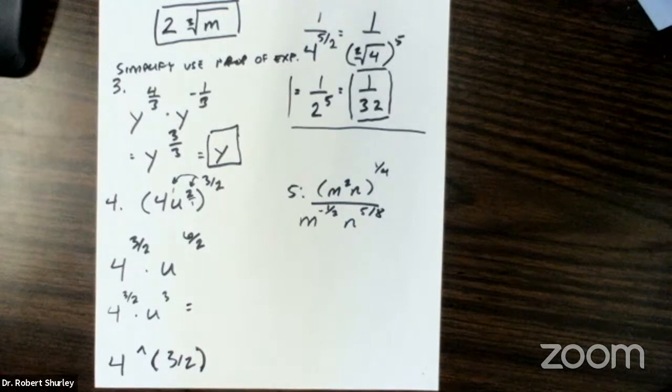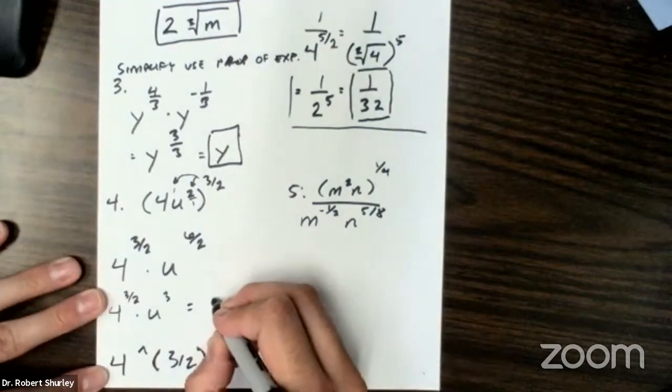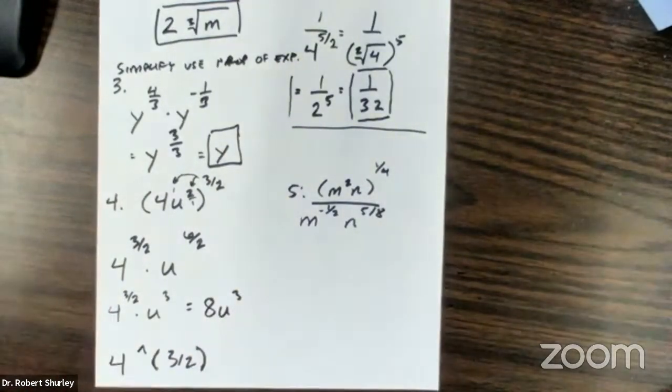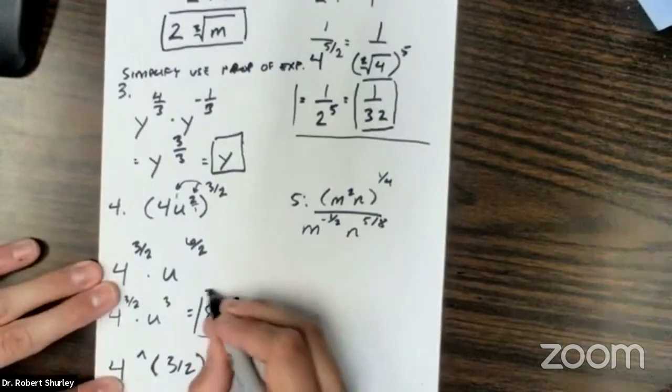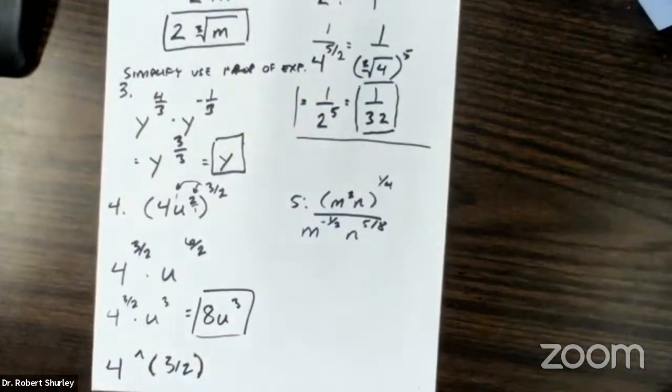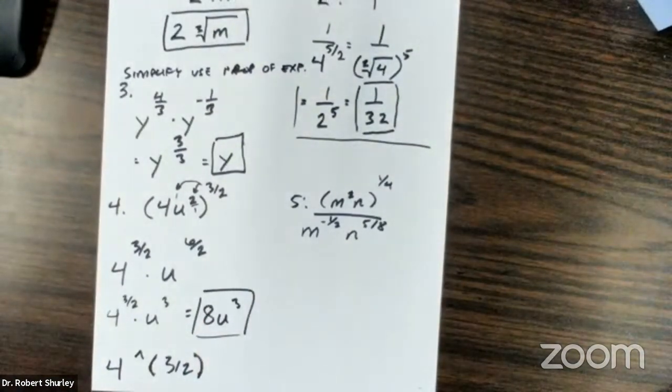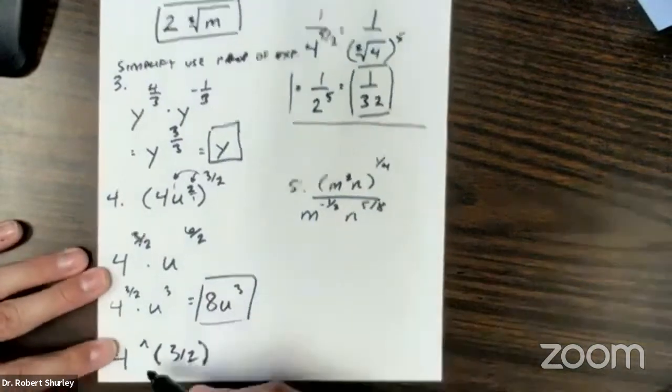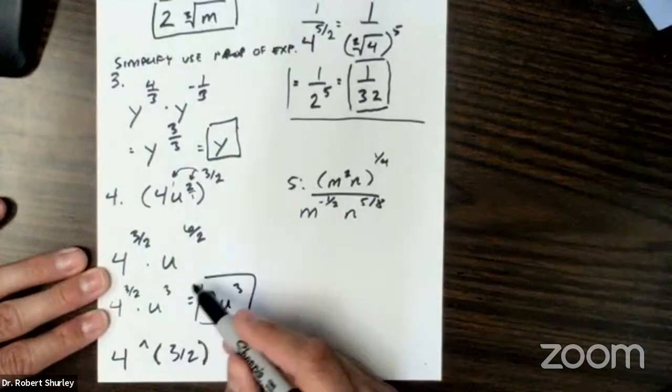8, that's closer. That might be right. Yeah, that's it. So it's 8 u cubed. Yep. Make sure you get 8, Gracie. Did you get 8 that time, Gracie? Give me a thumbs up. Okay, good. 8. So yeah, it gives you an 8. 4 to the 3/2 is just 8.